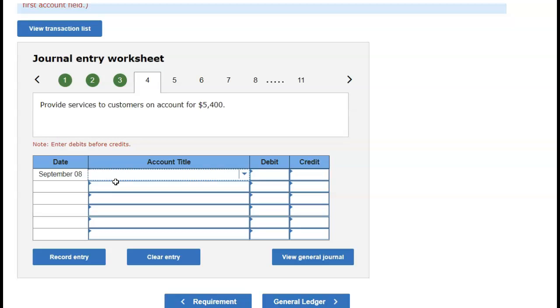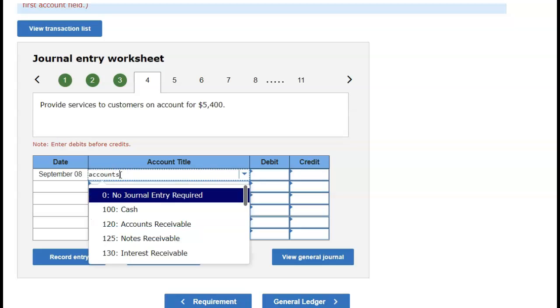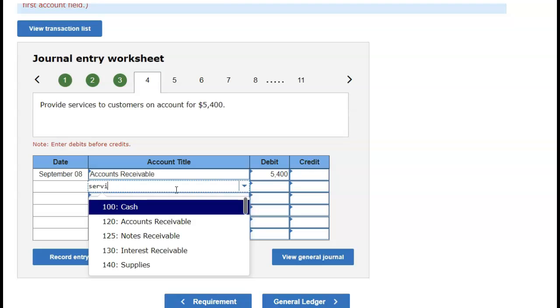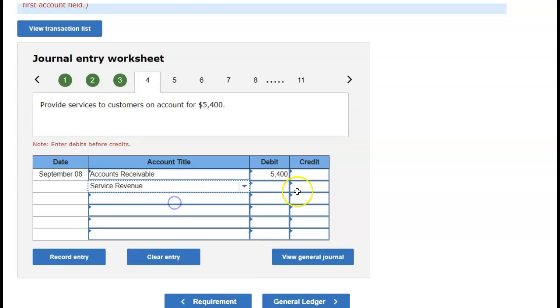Provide services to customers on account for 5,400. All right, because it's on account, that means we're now allowing our customers to pay for it in the future. So there's no cash exchanging hands here. Instead, we're going to record that asset as accounts receivable for 5,400. Okay, and we did provide services. Service revenue, 5,400. It's a revenue account. Revenue accounts increase with a credit, so that would be our entry. We can go on to number 5.